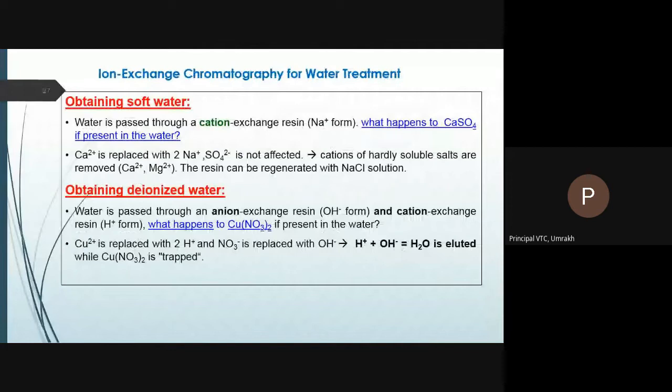Next, ion exchange chromatography is used for water treatment. More commonly, it is used for water treatment. We can obtain soft water as well as deionized water through ion exchange resins. Is the presentation visible right now?